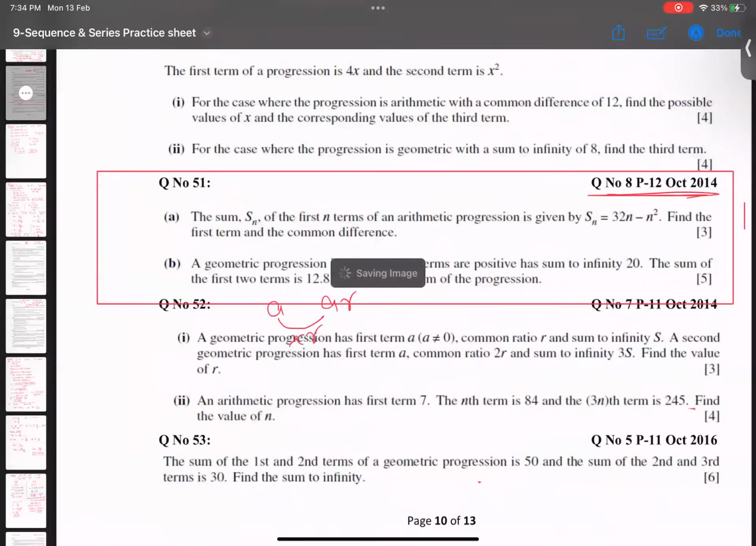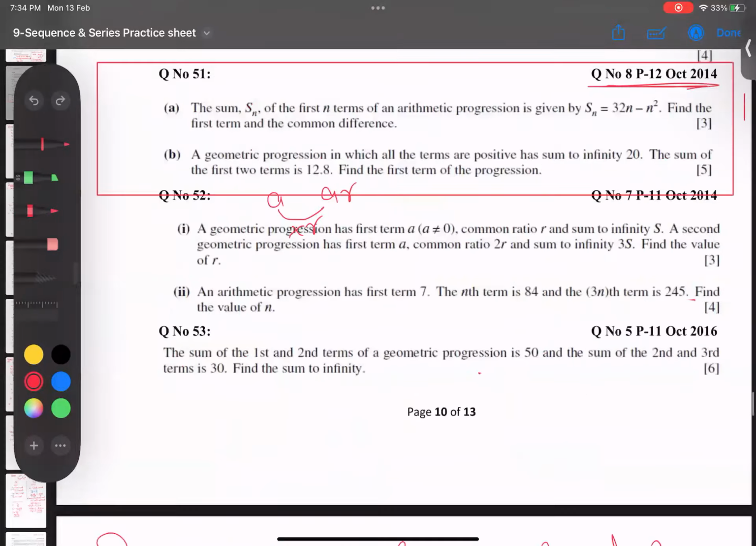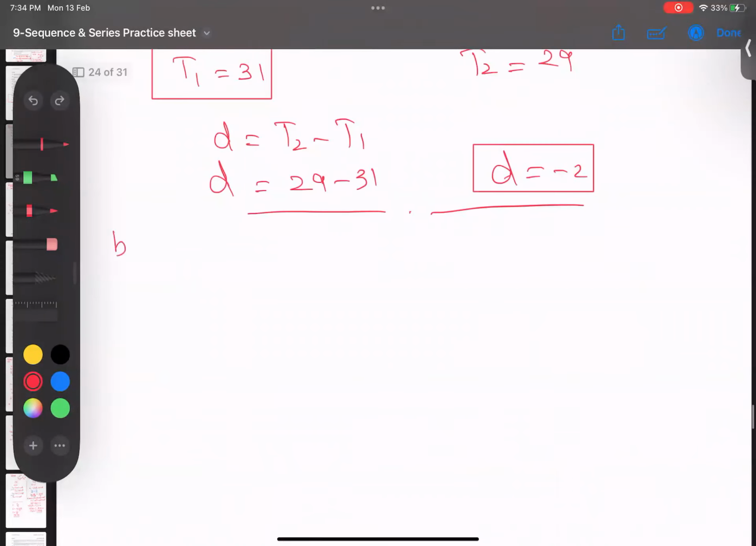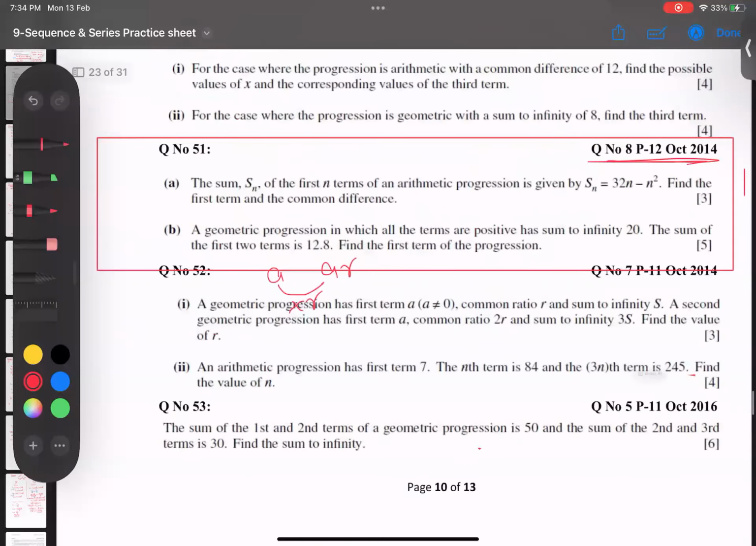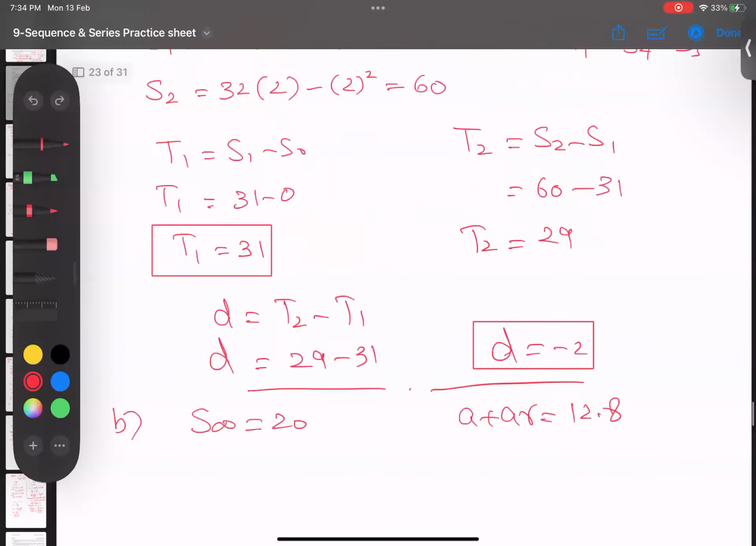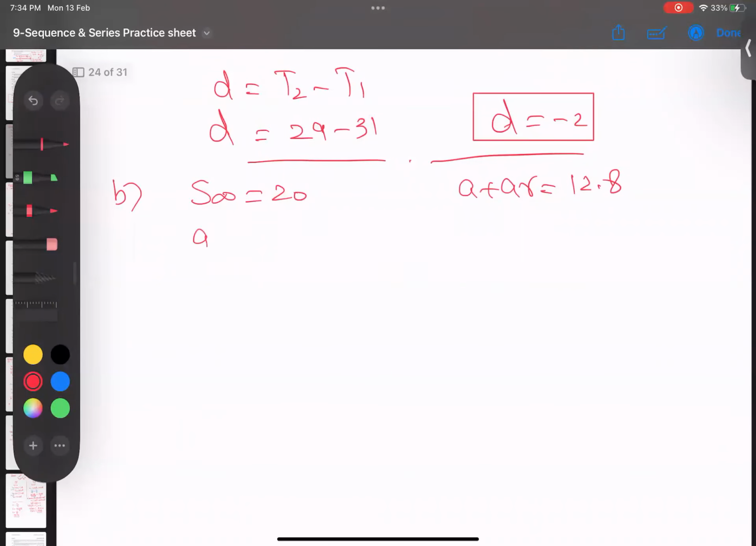So let's start. The sum to infinity is 20, number 1. And A plus AR equals 12.8. Let me recheck. Yeah, 12.8. So what is the sum to infinity formula? A over 1 minus R is 20. So this goes there, and I can say A equals 20 times (1 minus R), equation number 1 ready.